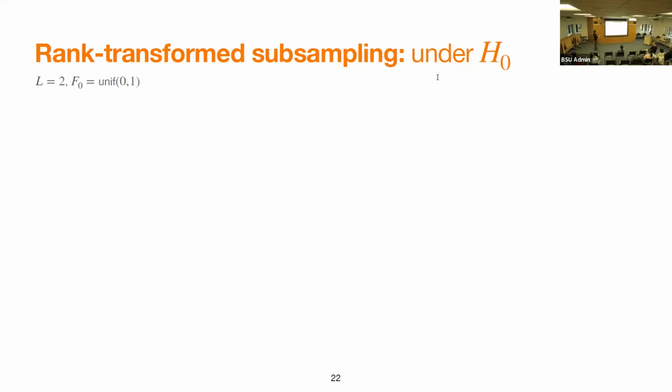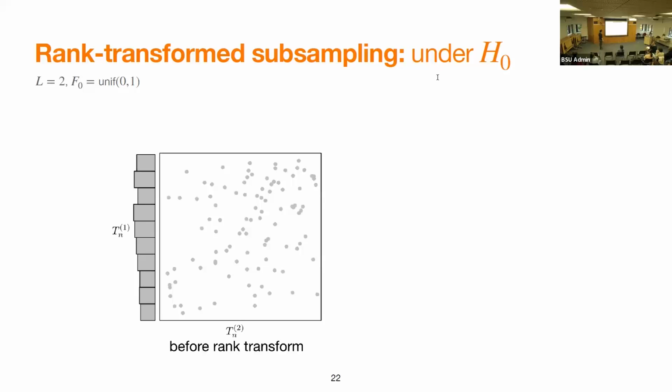Okay, so suppose I have L equal to 2, and the marginal null distribution is uniform. So basically, one pair of exchangeable p-values. Suppose now in this subsampling matrix, I have only 2 columns and b rows. Suppose I plot them on the unit square.